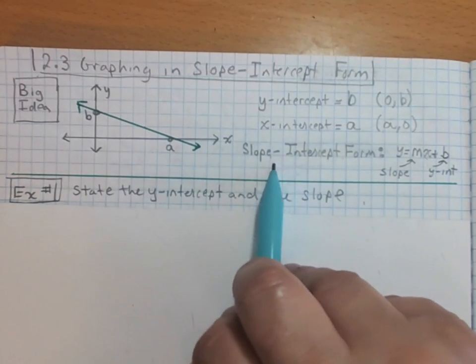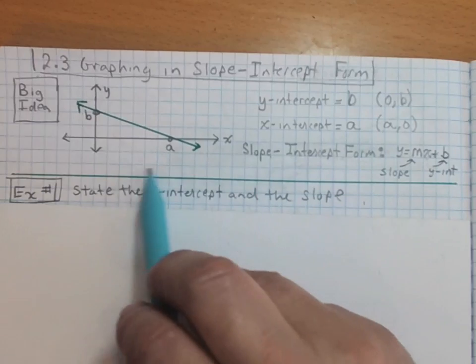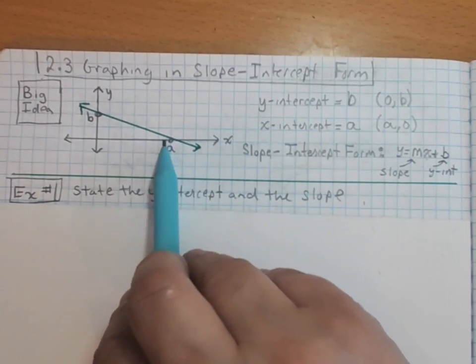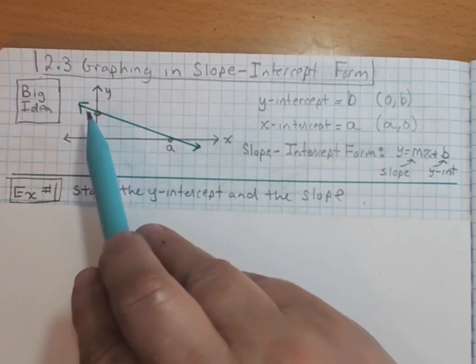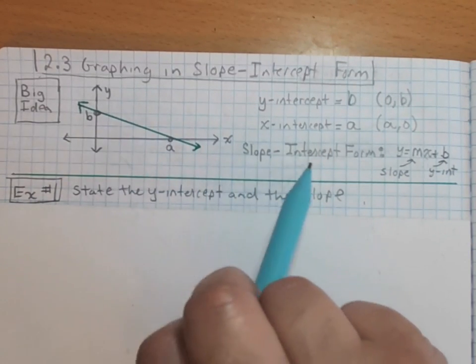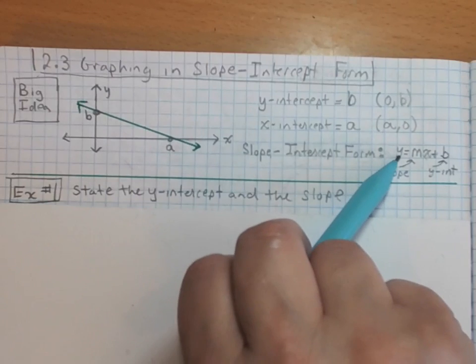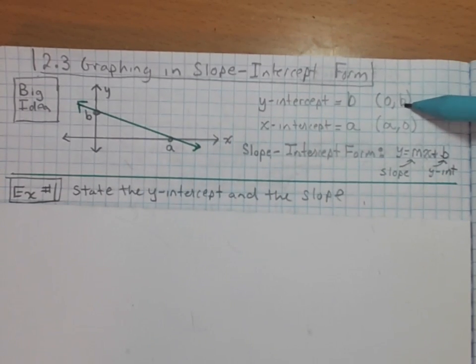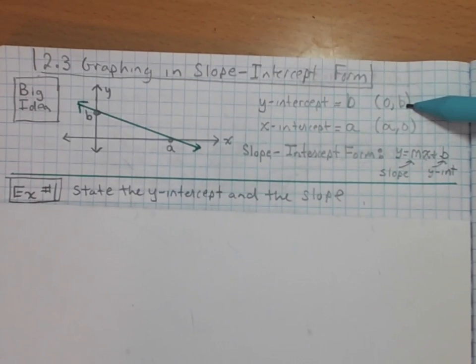Now, slope-intercept form is how we write the equation of this line. We've practiced graphing by building a table. We're going to actually be able to graph a line using the form that we're given. Slope-intercept form is very special because it tells you information. Here's what slope-intercept form looks like: y equals m, which is a letter representing the slope, times the variable x, plus b. And b, remember, is our y-intercept.